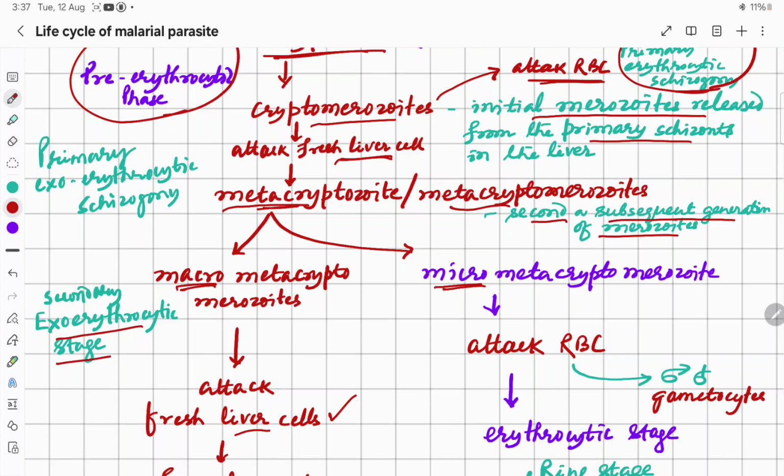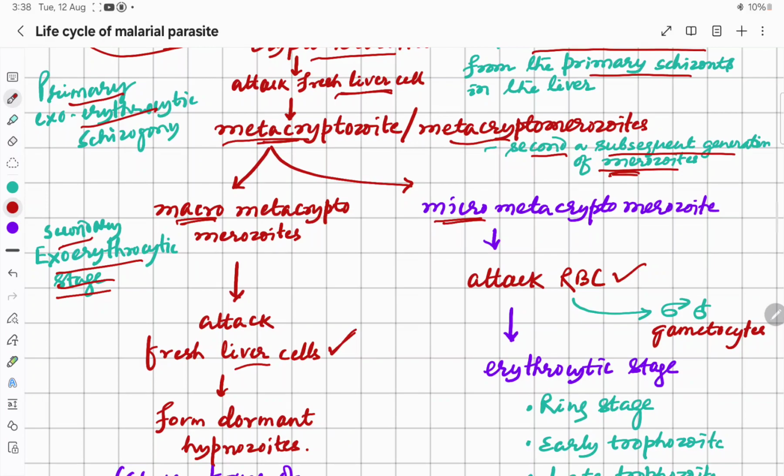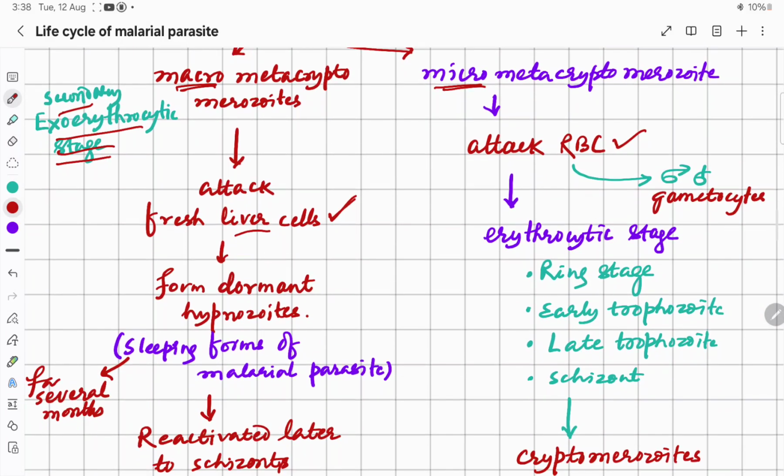So primary cryptomerozoites attack fresh liver cells and generate the second or subsequent generation of merozoites. That is primary exoerythrocytic schizogony. Then on the basis of their size, the macro metacryptomerozoites attack fresh liver cells and the micro ones attack the RBC. In that case, it is called the secondary exoerythrocytic stage. And here the macro metacryptomerozoites form dormant hypnozoites.